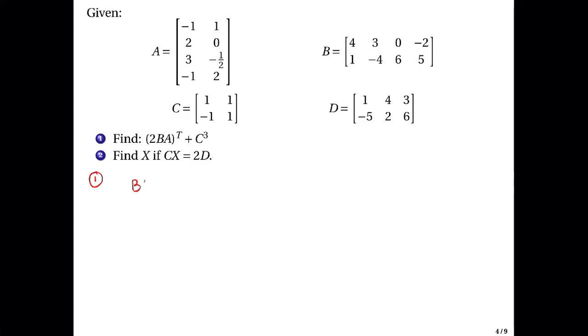Let's start with the BA. So this is your B. We have 4, 3, 0, negative 2, 1, negative 4, 6, 5. And then the A, this is A here. We have negative 1, 1, 2, 0, 3, negative 1, half, negative 1, 2. Okay?